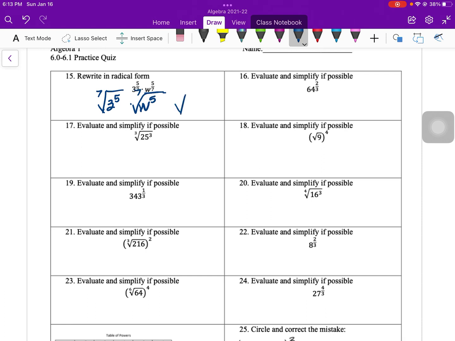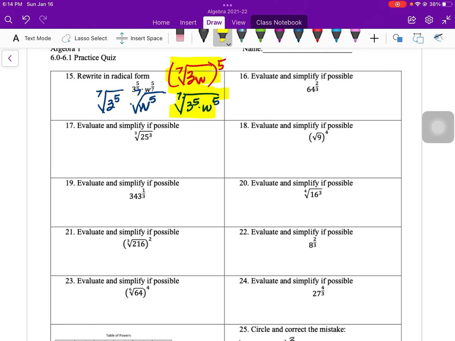You can also rewrite this two different ways actually. 3 to the 5th times w to the 5th raised to the 7th root, or probably even easier, you can do 3w. Let me clean this up. Okay, so this would be the 7th root of 3w raised to the 5th power. So either this or this, either of those is fine. They both mean the same thing.